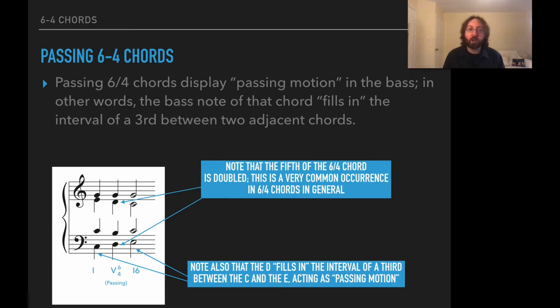Passing 6/4 chords are also quite common, and these again refer to what's happening in the bass. So there we see a bass motion that is essentially passing between frequently two chord members. So here we've got a 1 chord, a 5/6/4, and a 1/6 chord. If we took out that 5/6/4 chord, we'd just be changing between 1 and 1/6. And that 5/6/4 is essentially filling in the gaps, just like a passing tone would in the bass voice.